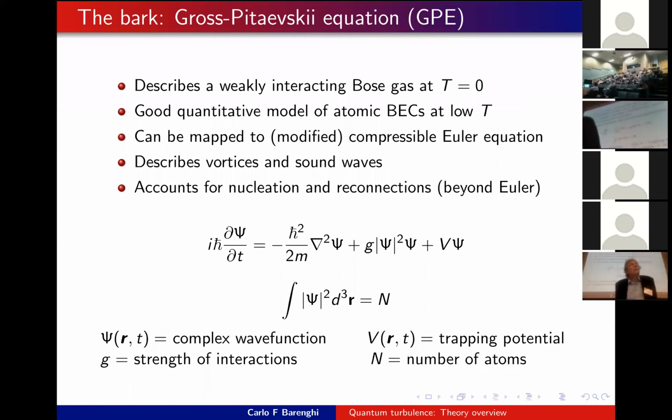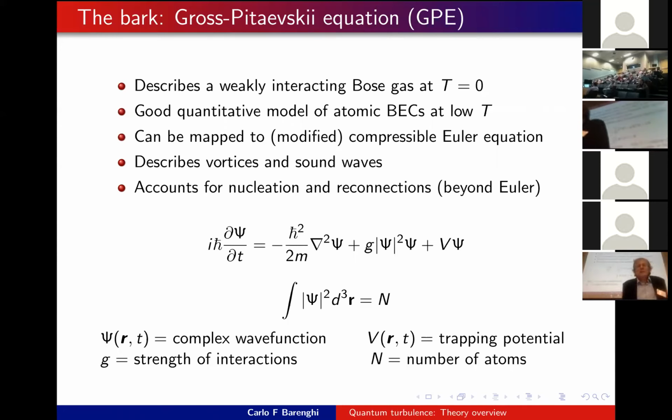And below, what you see written is the normalization. N is the number of atoms of the system, and then there are other parameters: you see g, the strength of the interaction. And if there is a trapping potential needed to confine your bosons, that is a term with V in front of ψ. Now this model is a good quantitative model. You can make predictions of the behavior of atomic BECs, provided the temperature is much less than the critical temperature. So it's very useful.